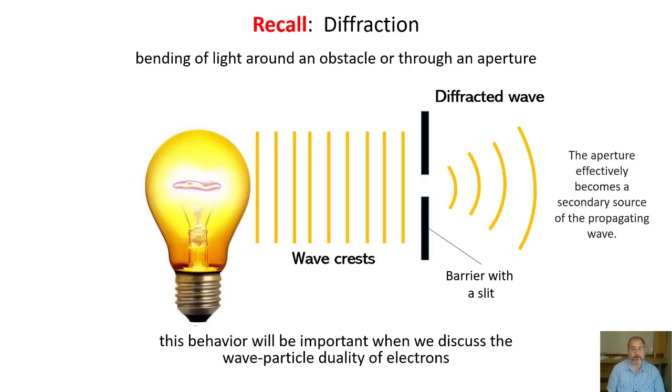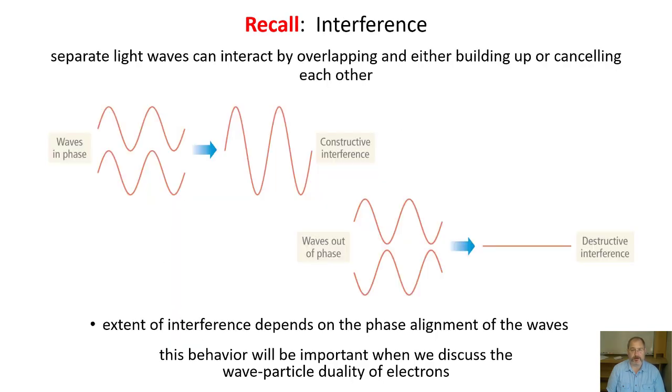Now, to begin, you might recall from a previous video on the wave nature of light that there were two phenomena of light that could only be described using a wave picture of light. One of those phenomena was diffraction, which is the bending of light around an obstacle or through an aperture. And the second phenomenon was interference. This is where light waves can interfere with each other either constructively or destructively, depending on the amount of overlap of the wave phases.